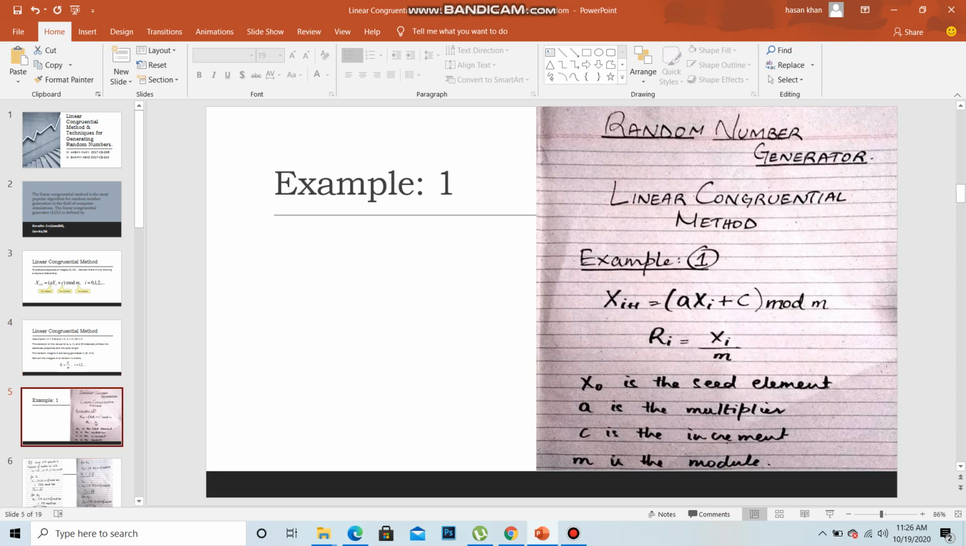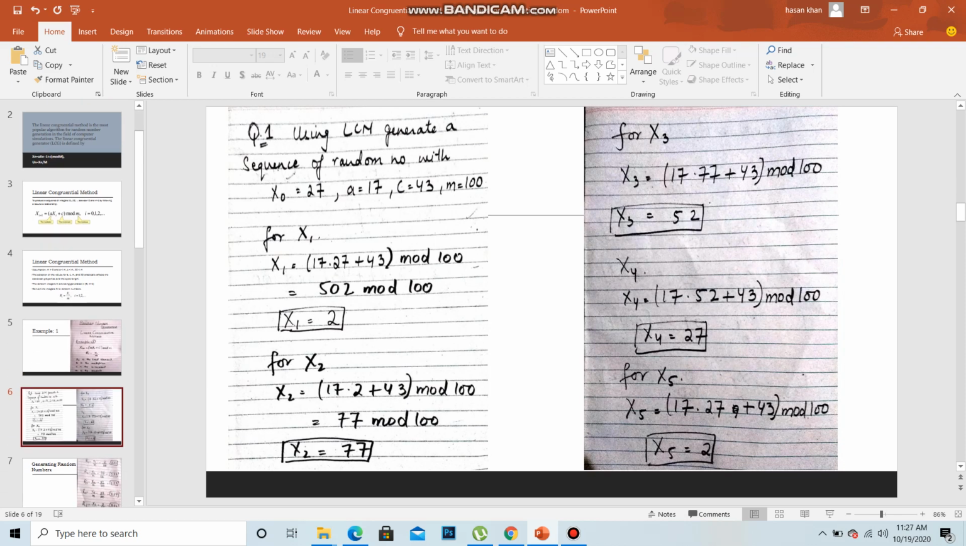Example 1 is the linear congruential method, X(i+1) is equal to (a Xi + c) modulus m, which is the formula we have derived before, and the formula for random number generation is ri is equal to xi upon m. Xi here are the integers generated with the first formula. X naught is the seed element, which is the most important element here. a is the multiplier as explained before, c is the increment, and m is the modulus. Moving further, we have this question.